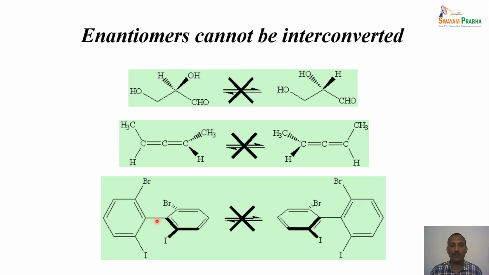Here again we have the biphenyl, and here we have allenes. We will be studying the chirality present in biphenyls later. Allenes are also shown. There is no chiral center in this particular molecule, but it does show optical activity. So these are all things we will be studying later.